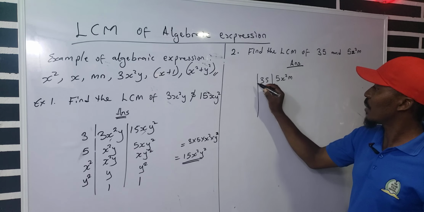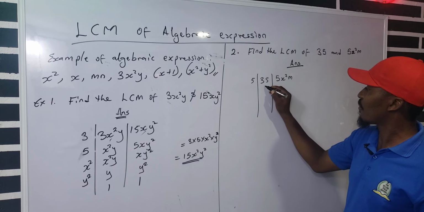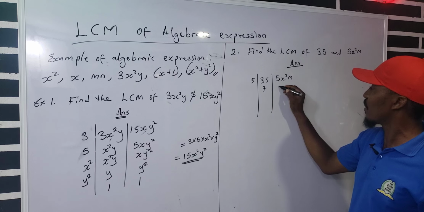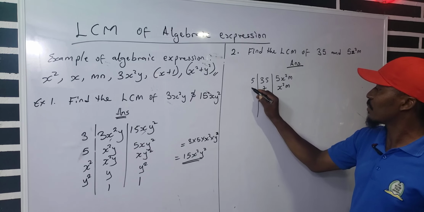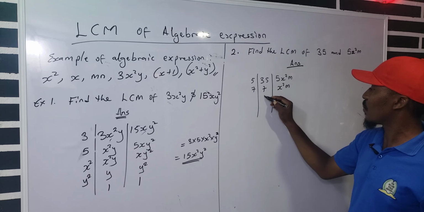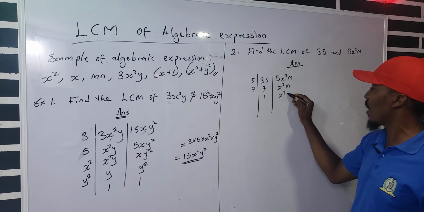Okay, so when you use 5, you have what? 7 here, 5 here will give you 1. So I have s square m. So you go with 7. 7 is 1 here, s square m.